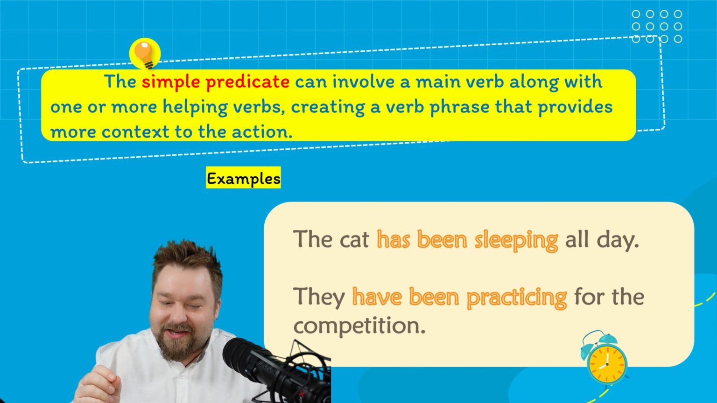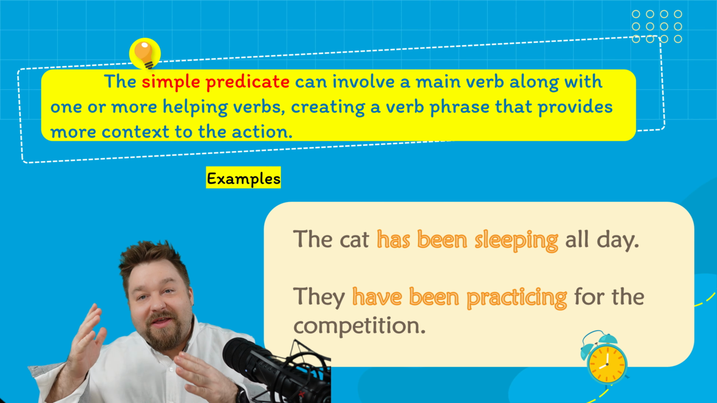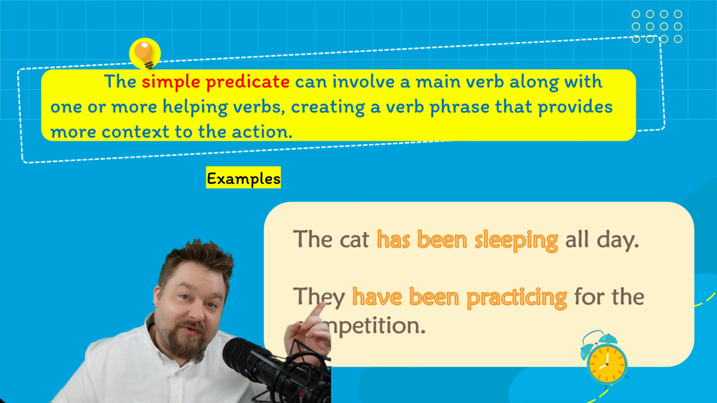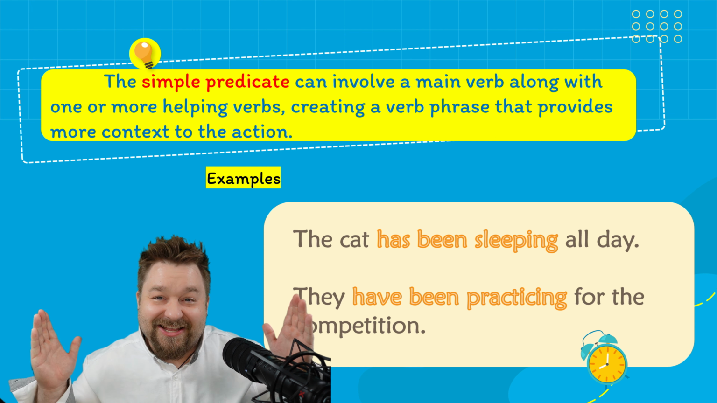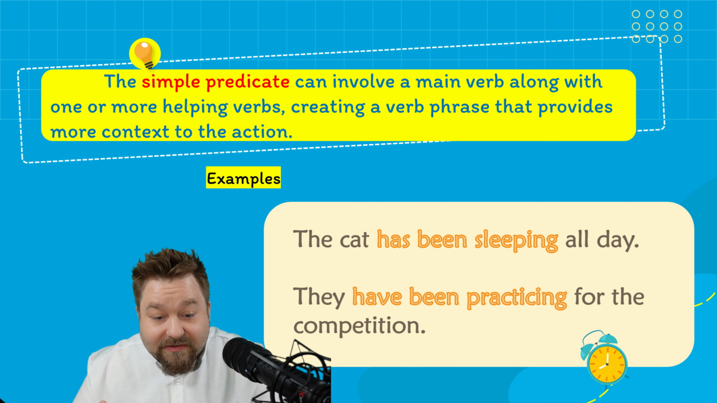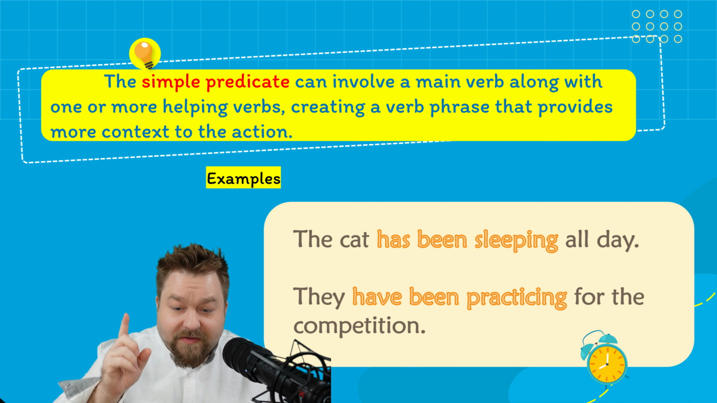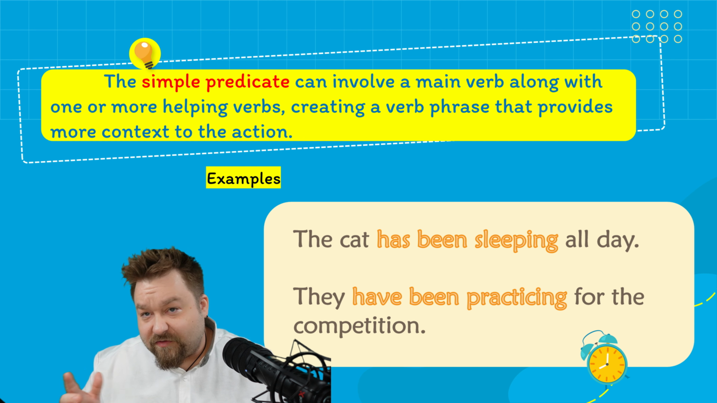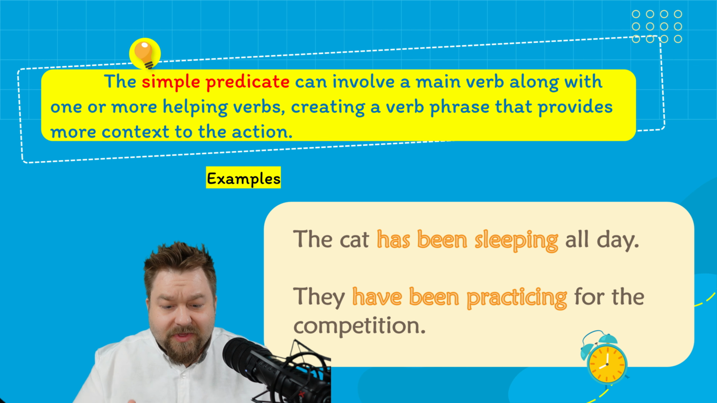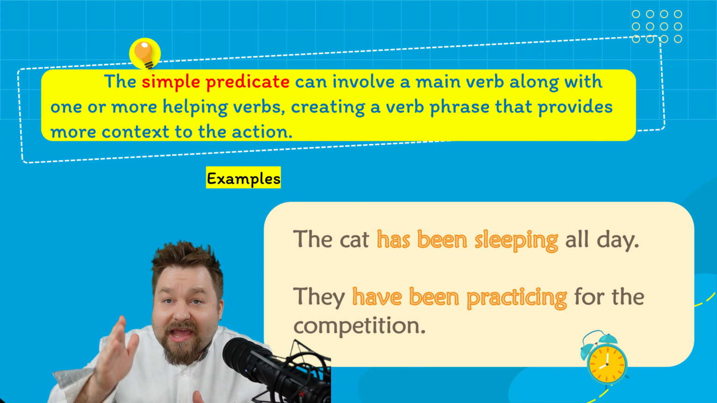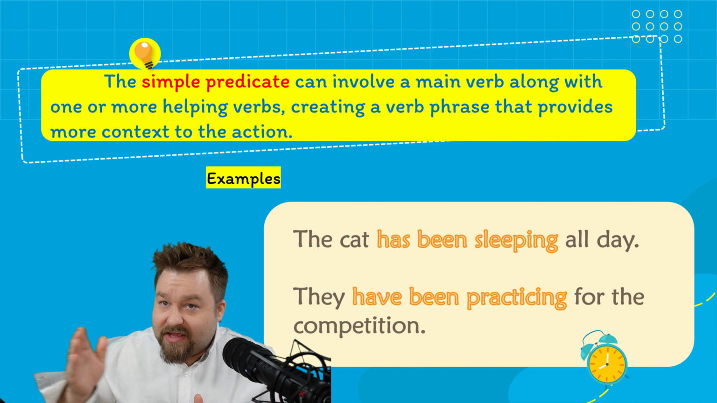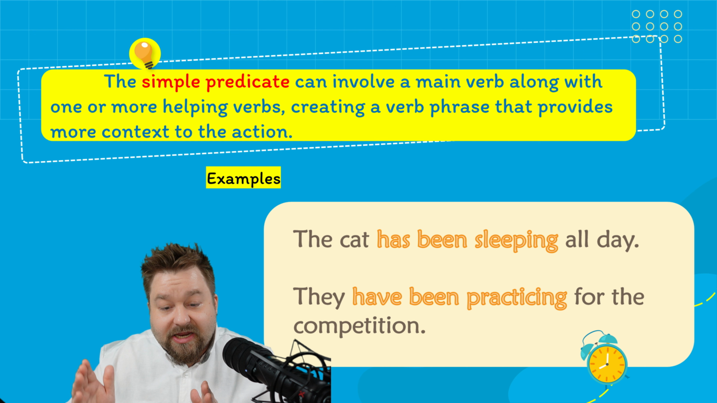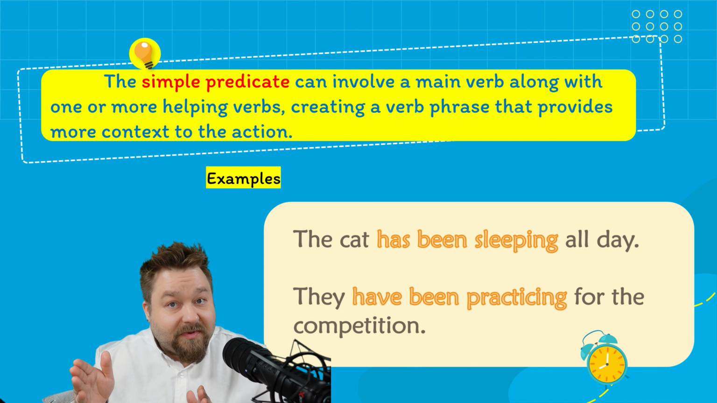The simple predicate can also have more than just that simple verb, right? We know this now because I had to read that whole long sentence in the beginning, right? It can have a verb phrase. So they can involve the main verb along with one or more helping verbs to create this verb phrase. So take a look down here. The cat has been sleeping all day. Has been sleeping all day is our complete predicate, but our simple predicate is has been sleeping.